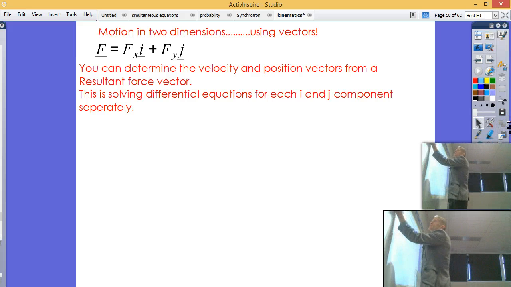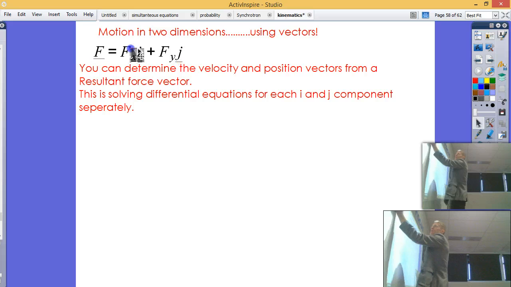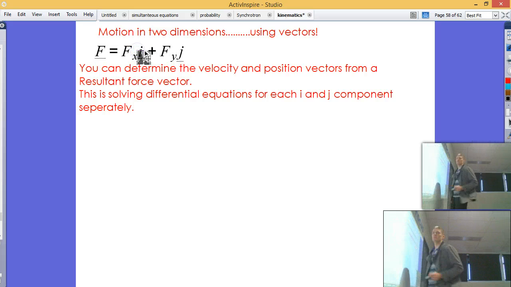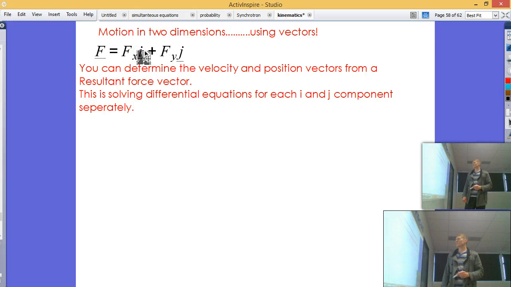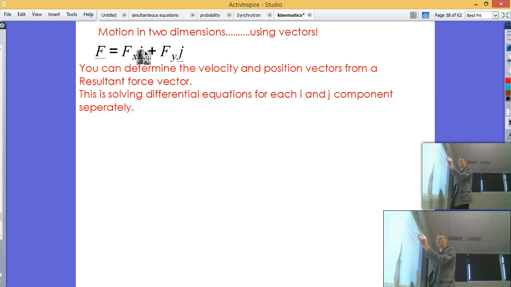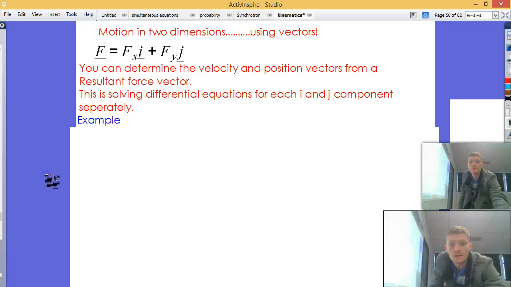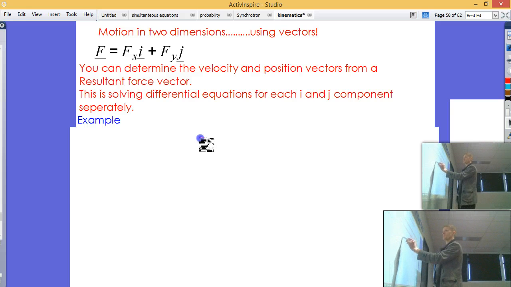So here's our force. We're going to express it as some x component, the I direction, and some j component as well. You can determine velocity and position from a resultant force vector, and we're essentially solving now 2 differential equations. One for I, one for j. Okay, let's try our example, shall we?